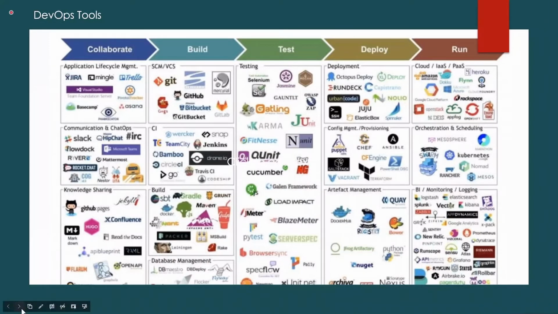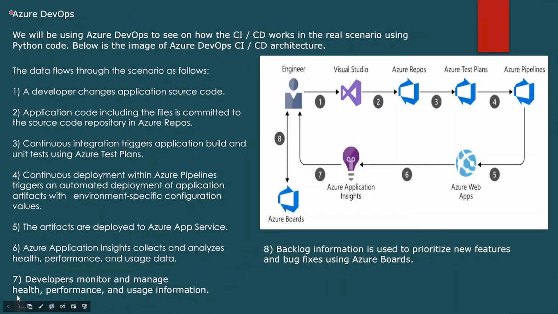Moving forward to the Azure DevOps part that we are going to see in our second practical session. As I said, we'll be using Azure DevOps to see how CI/CD works in a real scenario using Python code. Below is the image of the Azure DevOps CI/CD architecture. I'll explain the architecture also.